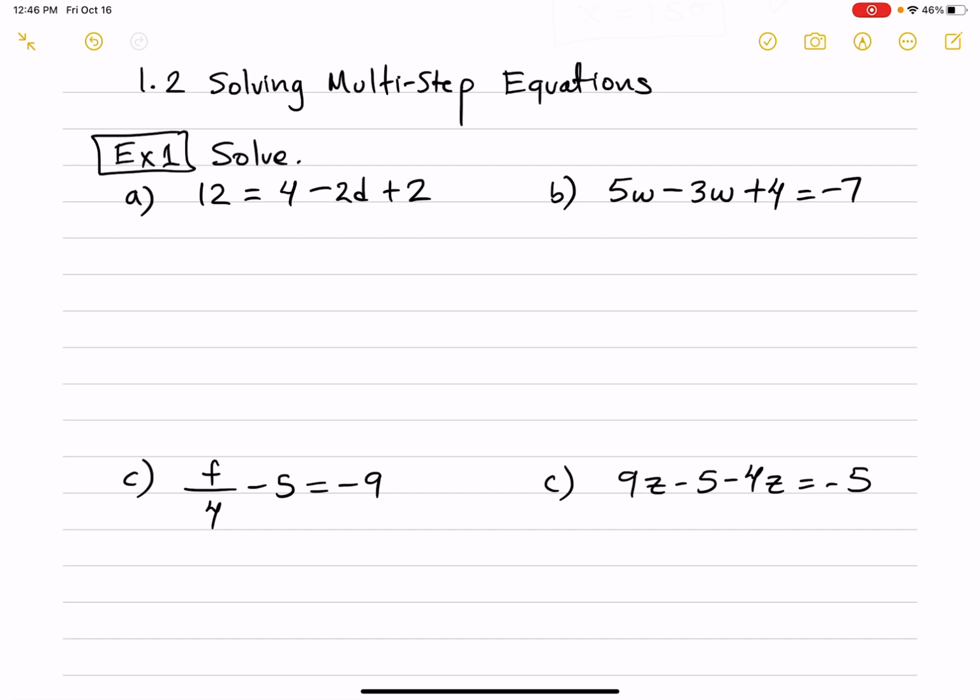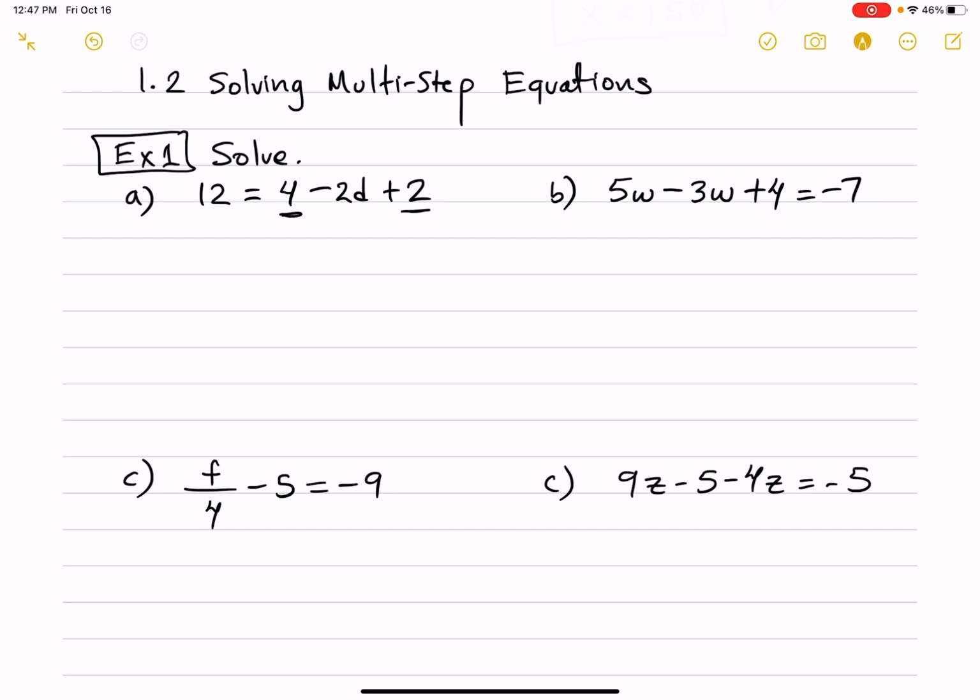And there's a little something we call like terms. Like terms are the terms that have the same variable, or if they have no variable, they are like terms as well. And eventually we're going to see that like terms could also have the same variable and the same exponent. But right now, let's go ahead and combine on the right side of the first equation here.